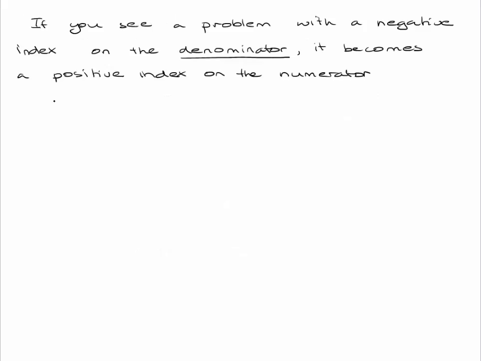If you see a problem with a negative index on the denominator, it becomes a positive index on the numerator. So 1 over x to the negative 2 is just x squared. So the negative index on the denominator becomes a positive index on the numerator.